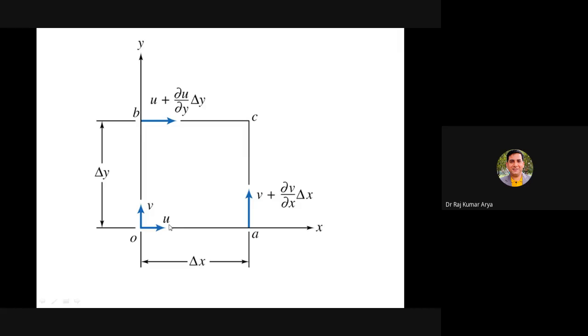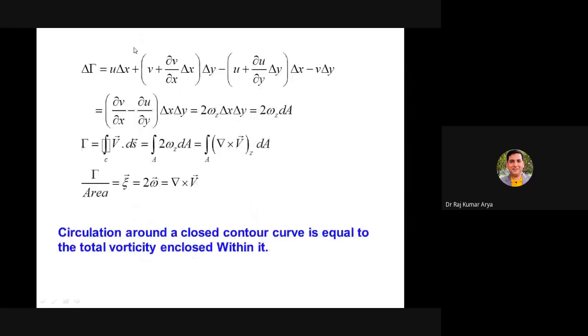Now, if you move from O to A, your velocity is u multiplied by ds. You are doing line integration here, so you are doing u into delta x, because you have v dot ds only, and ds is your distance. Yes, sir. Fine. So you got u into delta x. So that's for this side.